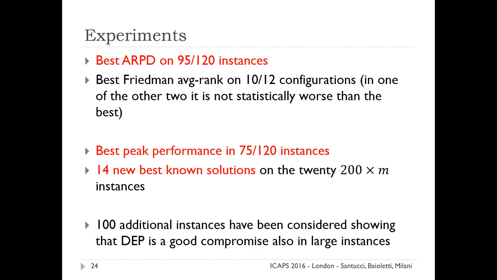I'll show you a summary of the results on this permutation flowshop problem. We have applied this algorithm on a standard benchmark suite of 120 instances. We have found the best average results on 95 of them. We have also found best peak performances in 75 of them. And most importantly, we have 14 new best known solutions on some of the biggest problems of the benchmark suite.